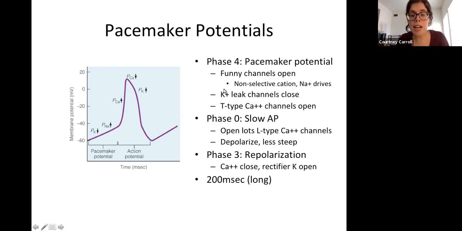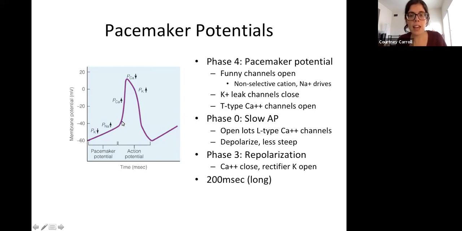We have our potassium leak channels closed. This is different from a neuron. We're comparing and contrasting. This is different from a neuron where at rest, potassium leak channels are open. The other channel open are a specific type of calcium channels called our T-type calcium channels. But in general, the pacemaker potential is set by our funny channels.